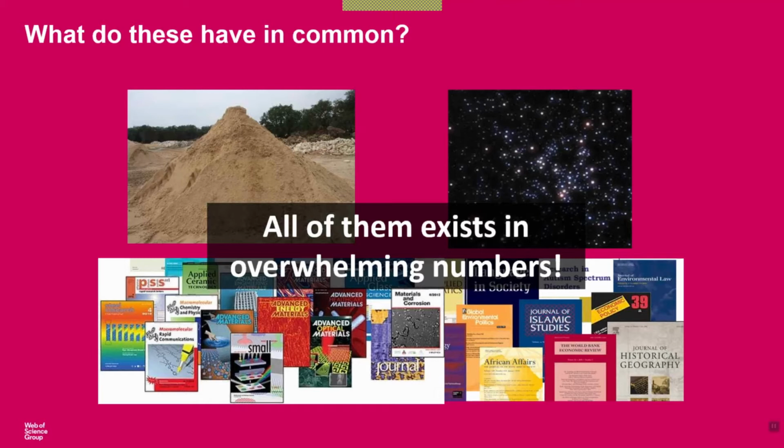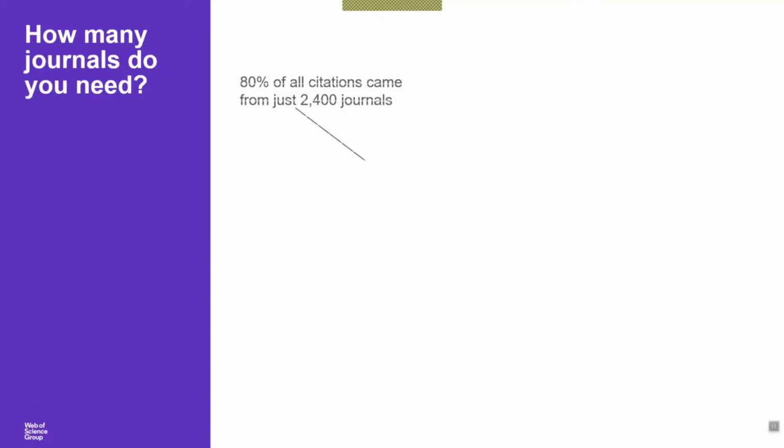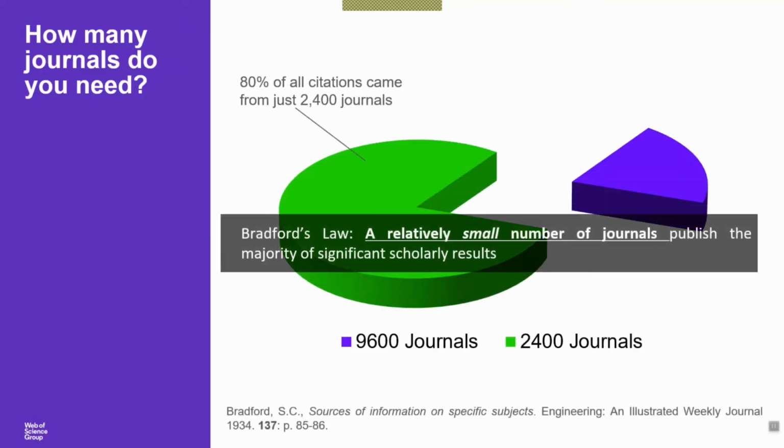So what we've done at Web of Science is to simplify this process for you. What we did was we did a survey of about 12,000 or so journals, and we found that most of the citations came from only a small number of journals. What does this mean? This means that you don't need quantity, you need quality. So the quality of the content that you're searching within determines how good the outcome you can have.